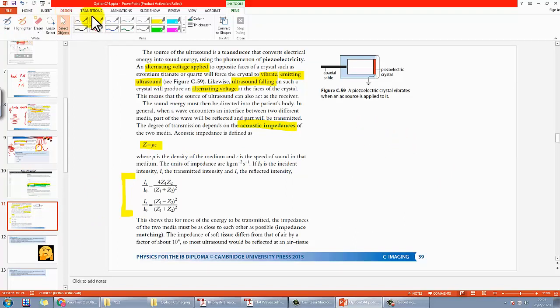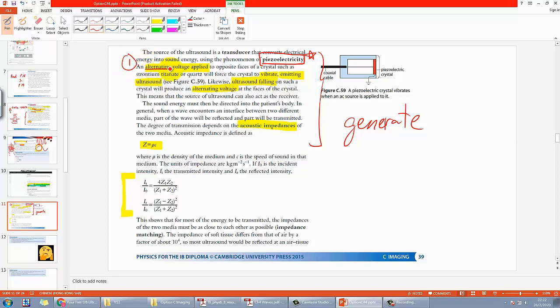Back here in the textbook, there is a paragraph explaining how we can generate the ultrasound, and there are a few steps actually. First of all, we have to rely on the piezoelectricity. So this is a word that you must know how to spell. Second thing is, as we talk about the piezoelectricity effect, is when you apply voltage. So this is the first step.